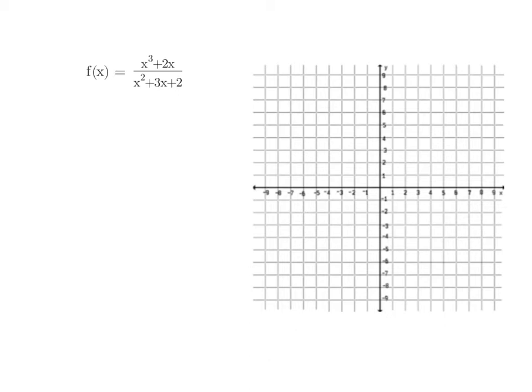So let's take a look at the function f of x equals the quantity of x cubed plus 2x over the quantity of x squared plus 3x plus 2. Again, to determine where my hole is, I need to factor both the numerator and the denominator. Looking at my numerator of x cubed plus 2x, they both have a common factor of x, so I would pull that out and get x times quantity of x plus 2.